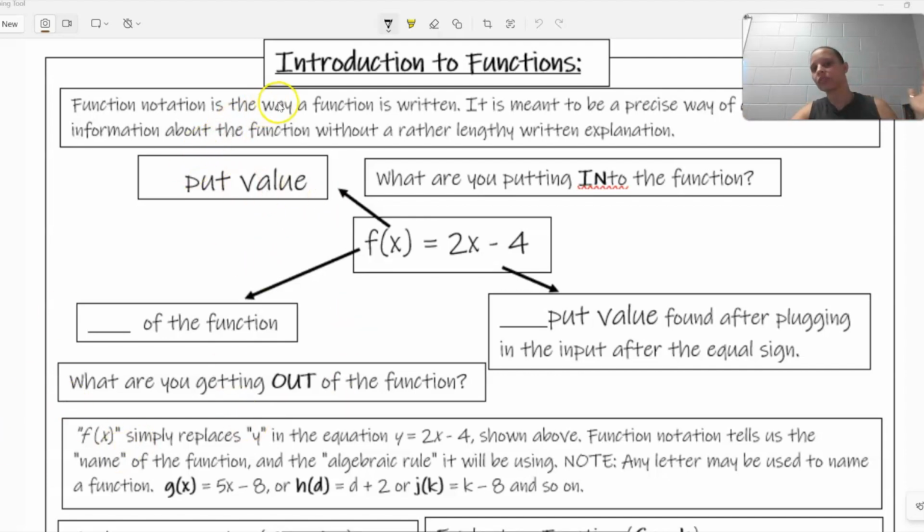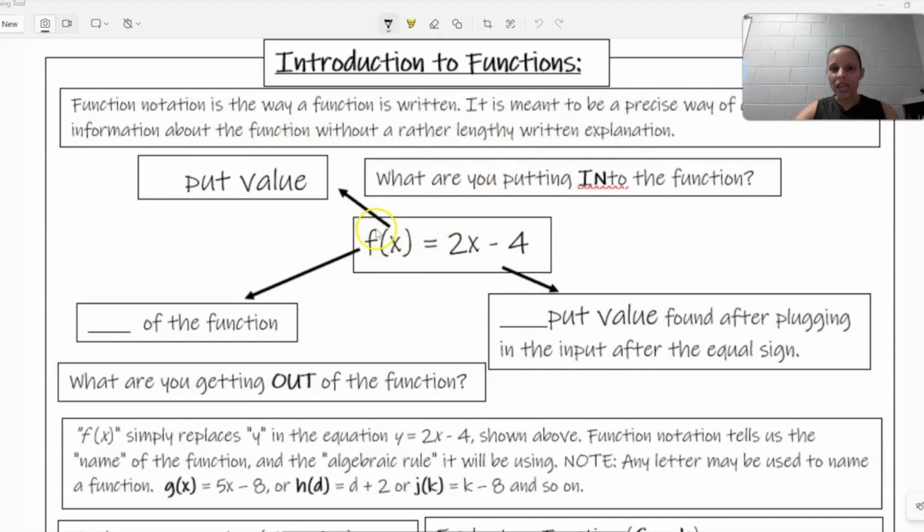Please don't get confused. Just the way you have different languages or different ways of saying, hey, what's up? How you doing? They all mean the exact same thing. I'm just going to introduce you to another way of saying hello. So function notation is the way a function is written. It's meant to be a precise way of giving information about a function without a rather lengthy written explanation.